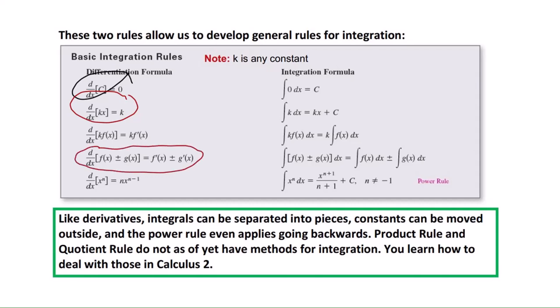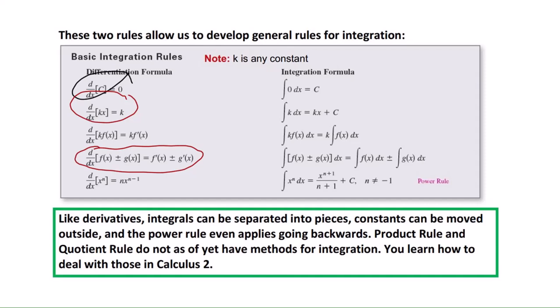Look at this addition rule right here. How did we get the derivative? Well, it was the derivative of the first function plus the derivative of the second function. So if we're trying to integrate functions over here on the right that are added together, we can split those apart and treat them separately. You'll get used to these rules.